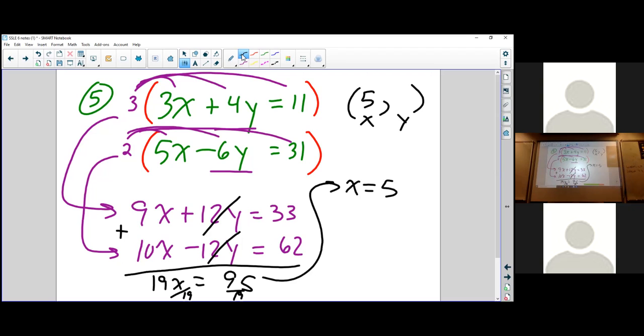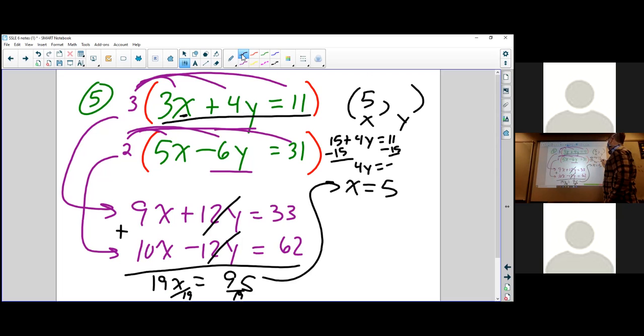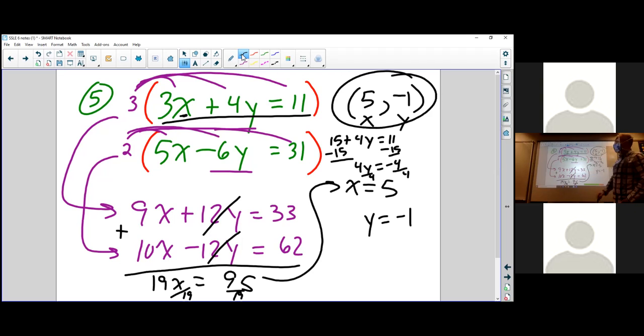So I'm going to pick one of the two green original problems. Doesn't matter which one you pick. And I'm going to plug 5 in for the x value. So maybe I pick this one. I plug in right there. So 3 times 5 is 15 plus 4y equals 11. Subtract 15. 4y equals negative 4. Divide by 4. So y equals negative 1. There's my answer. So that one worked out really nicely. But you have to take care of both equations. So that's the tougher of the scenarios with elimination.